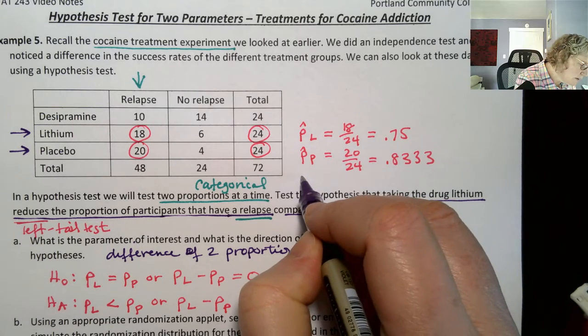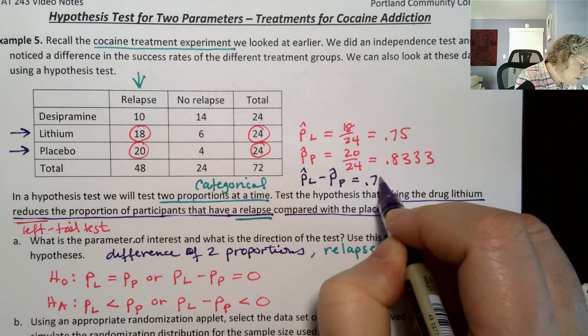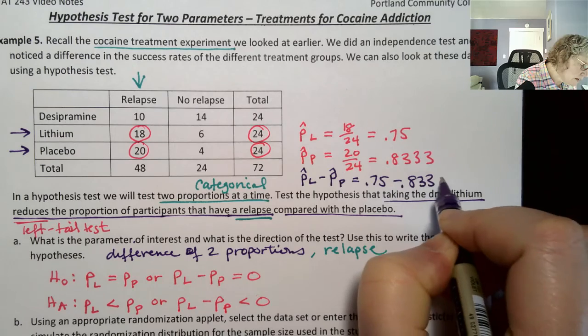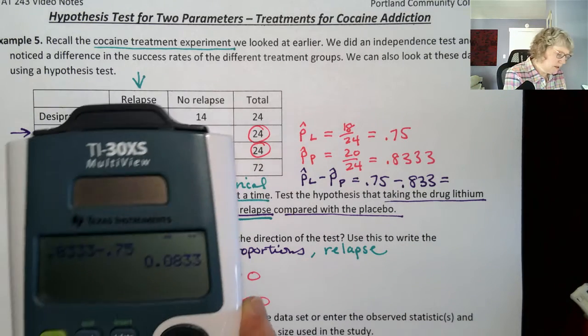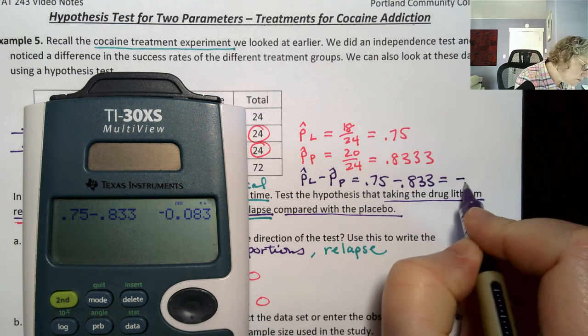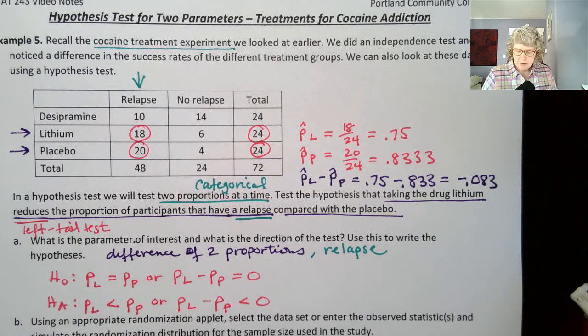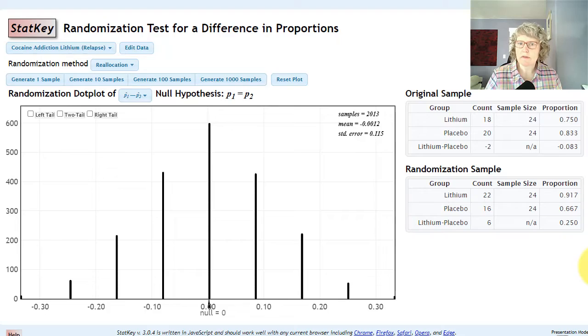So if I go ahead and do my p hat L minus p hat P, that's 0.75 minus 0.833. This applet is using 3 digits. 0.75 minus 0.833 is negative 0.083. Okay. So it's a pretty small difference, right? So we want to know where, if there really is no difference, where would this fall on the graph? So we're going to select left tail because this is a left tail test because smaller is better.